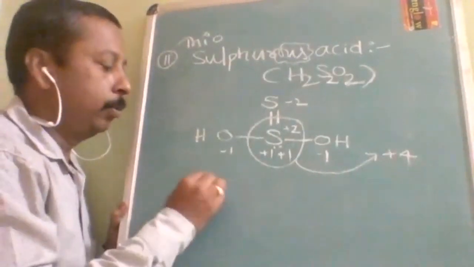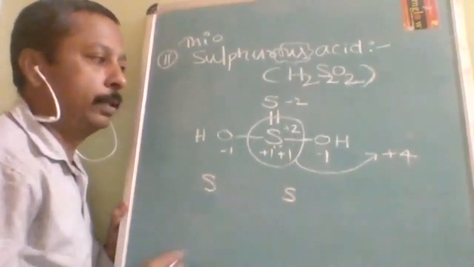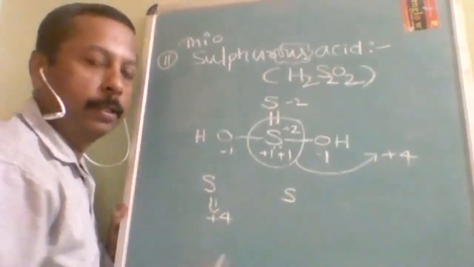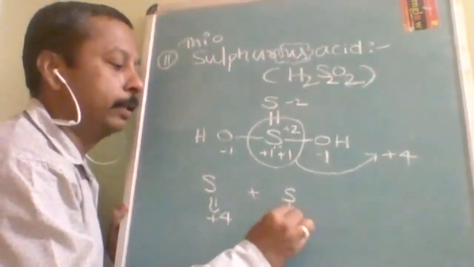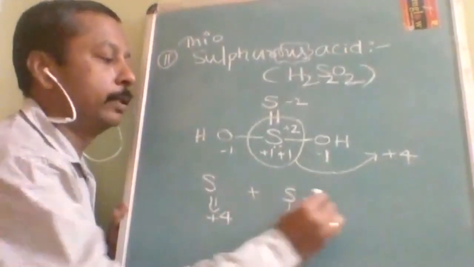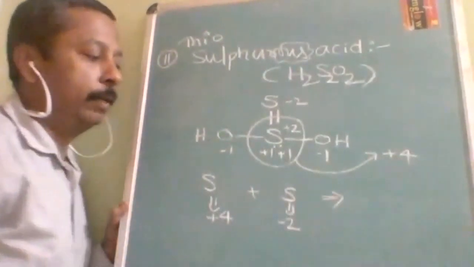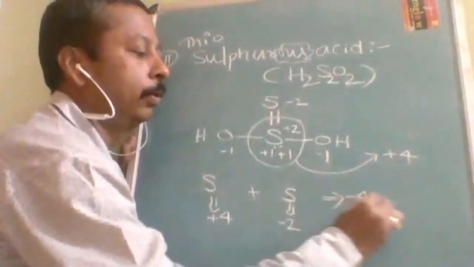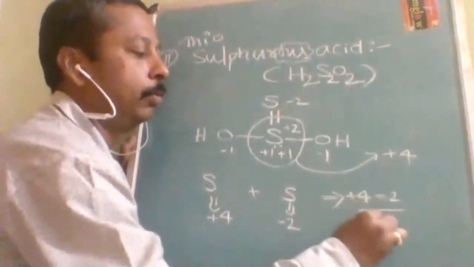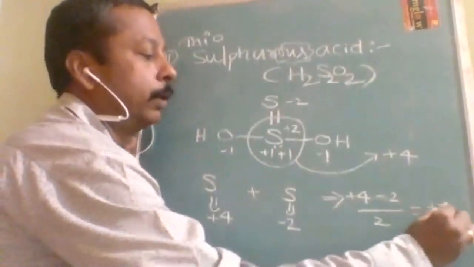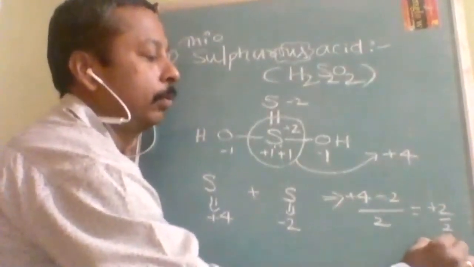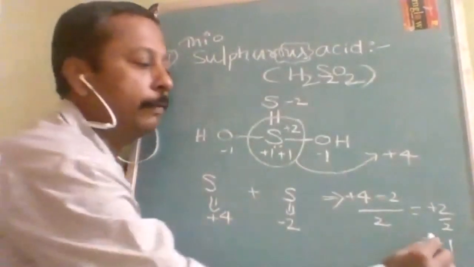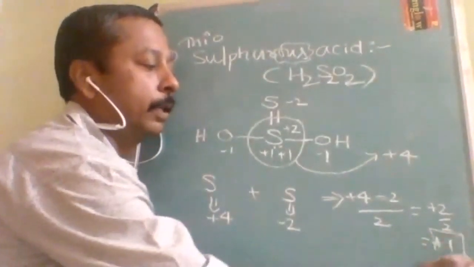Here both sulfur atoms are at different oxidation states. One sulfur is at +4 oxidation state and the other sulfur is at -2 oxidation state. If you take the average oxidation state, +4 -2 is +2, divided by 2 is equal to +1. Okay, so that is the average oxidation state of sulfur in thiosulfurous acid.